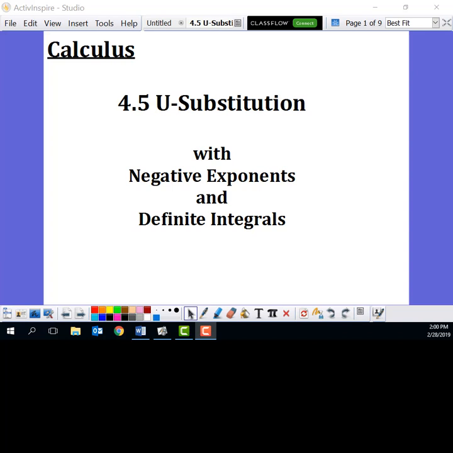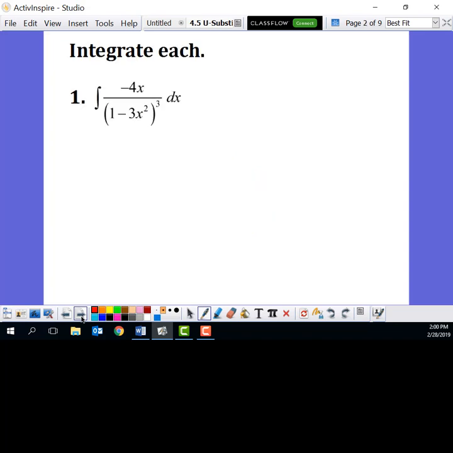So if you would, either print the notes from It's Learning, or you can just pause the video and write the problems down as we go through them today. Either way that works best for you. We're going to go through, I believe it's 8 problems together today that will finish up our series on u-substitution. Okay, so here is the first problem.